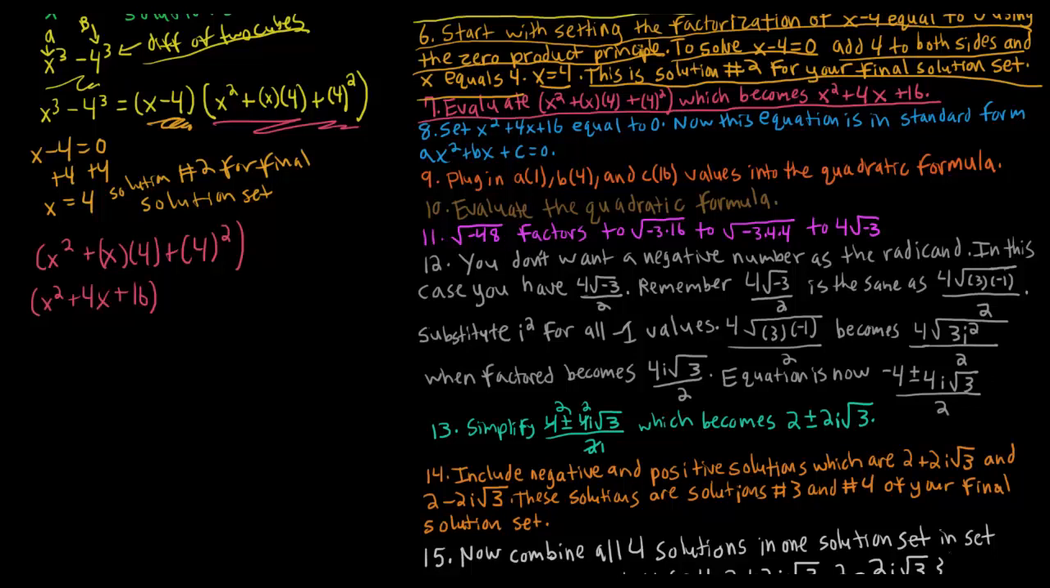So next we want to go ahead and step 8, we want to set x squared plus 4x plus 16 equal to 0. Now this equation is in standard form, ax squared plus bx plus c equals 0. So we have this final factor right here, and we're just trying to get it into standard form. And to do that, we just set this factorization equal to 0. So x squared plus 4x plus 16 equals 0. And that gives us the trinomial in the standard form of a quadratic equation, which is ax squared plus bx plus c equals 0.